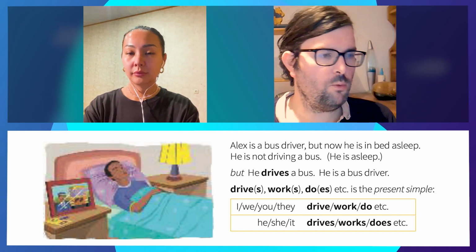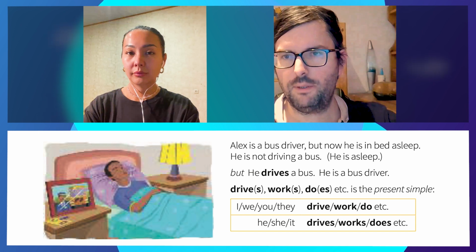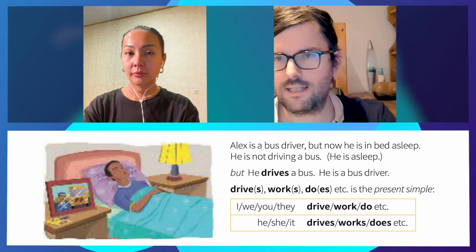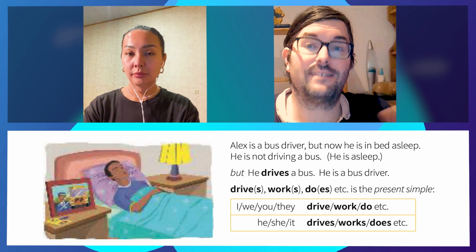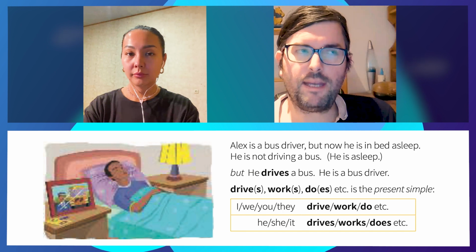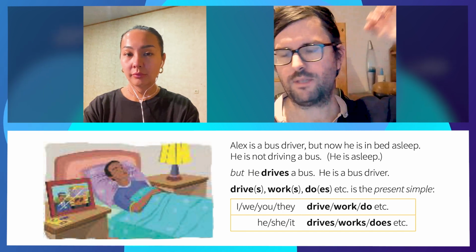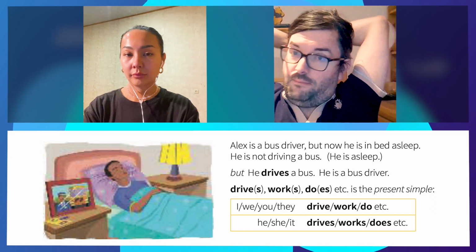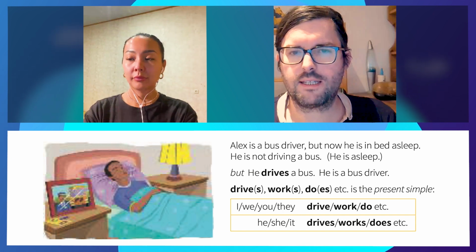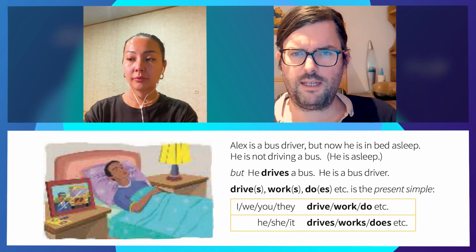I remember we discussed this last time. This is a classic example of a stative verb. He is in bed asleep, because it just describes his state. Sleeping itself is an action. You can say he's sleeping, but he is in bed asleep. That's how it is basically.